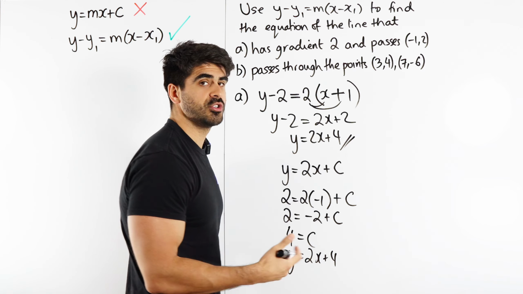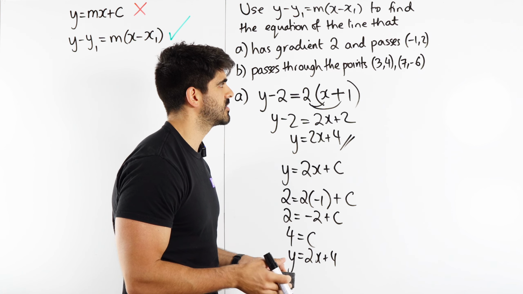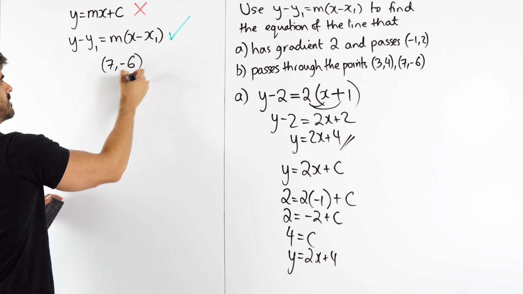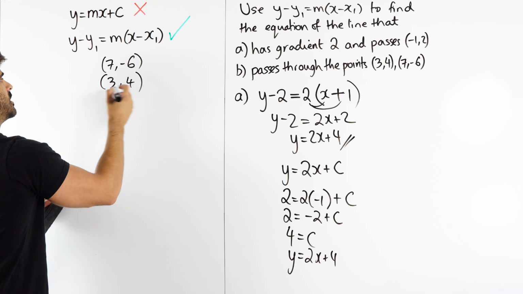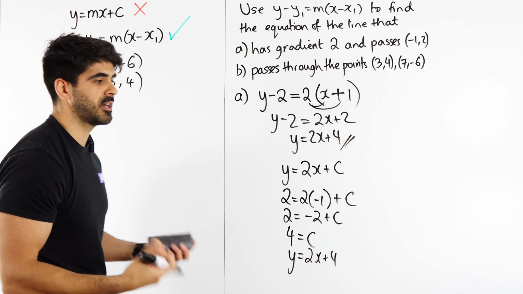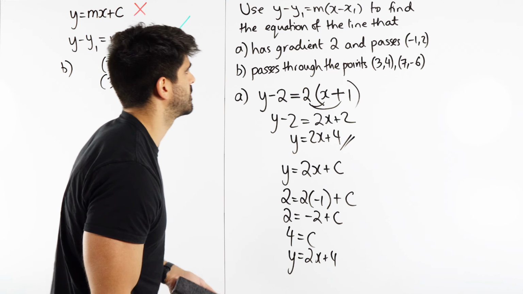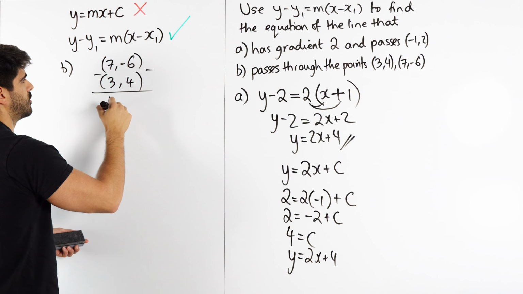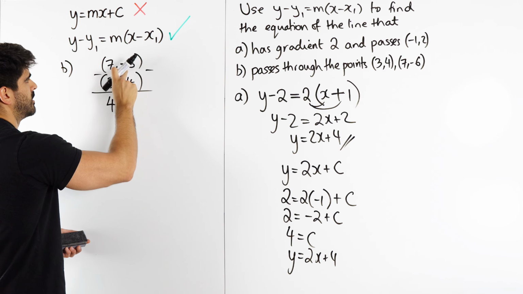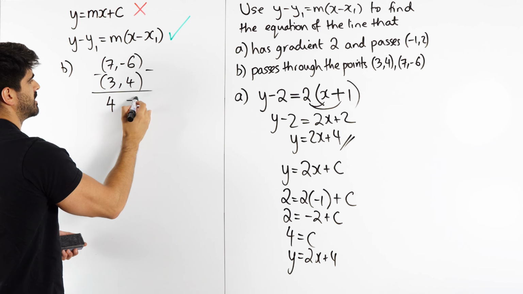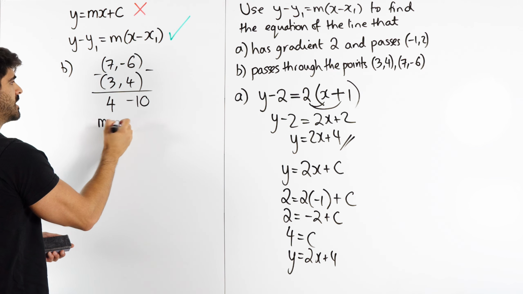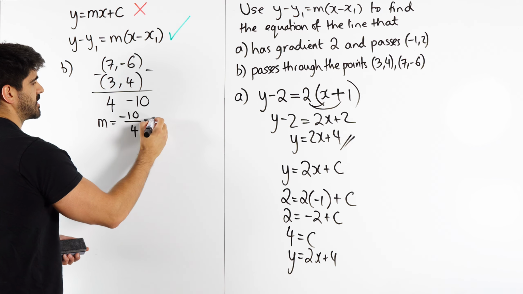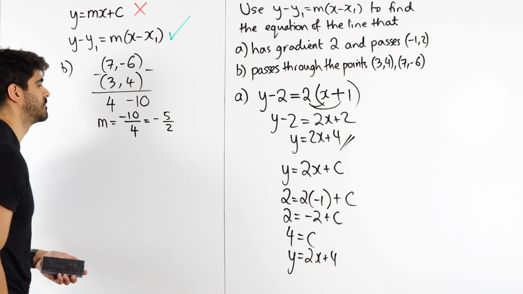Now, I don't use y2 minus y1. It's very easy to make mistakes. What I do is I line up the coordinates. So I have 7 minus 6, and I do 3, 4. Just like if you were to subtract really big numbers, you would do column subtraction. We do the same thing here. So we're going to take them away. 7 minus 3 is 4. Minus 6, minus 6 minus 4 is minus 10. So my gradient is the change in y divided by the change in x, which is minus 10 over 4. We can simplify that to minus 5 over 2.